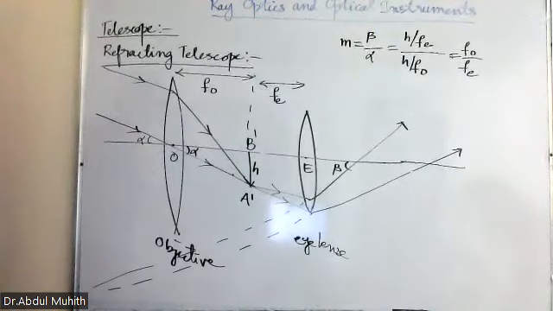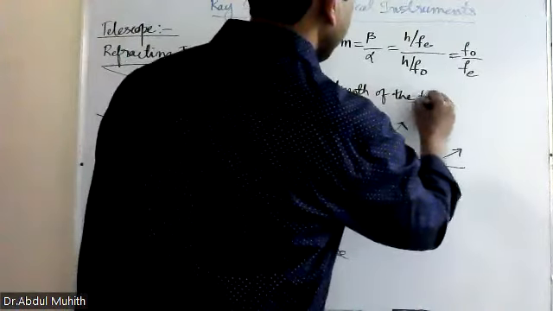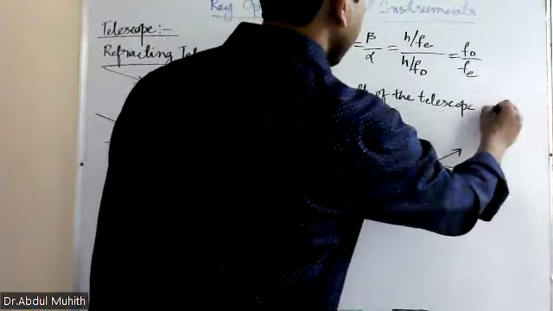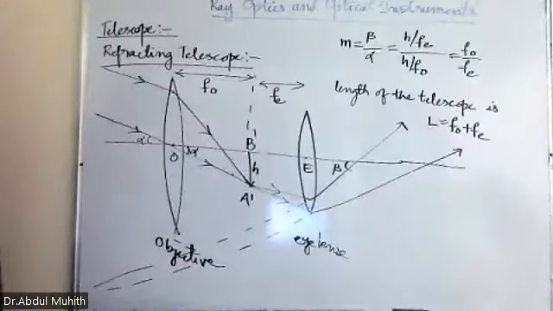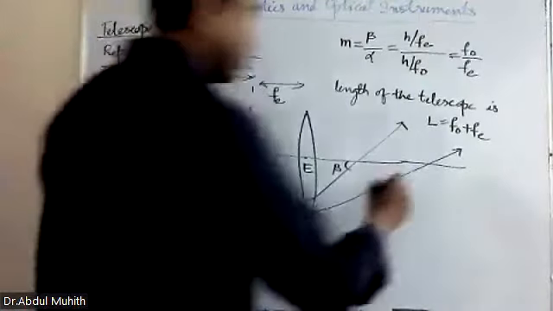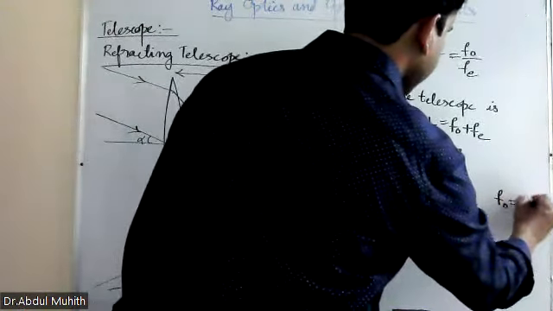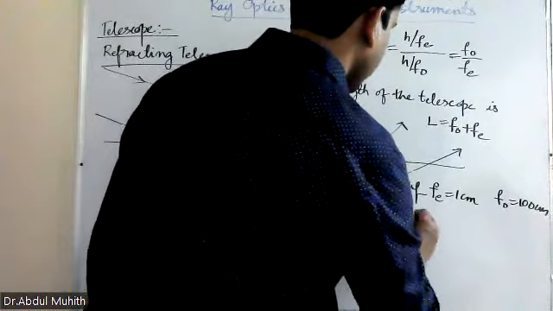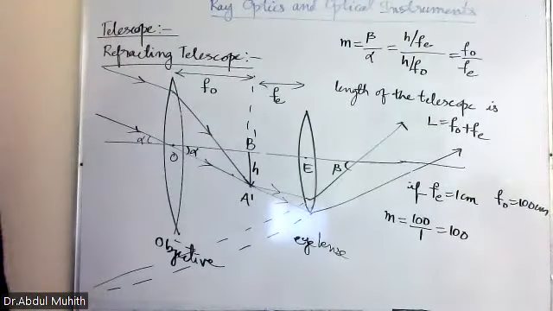So the length of the telescope is L, which is equal to Fo plus Fe. Length of the telescope is Fo plus Fe. And the magnification is what? Suppose Fe is 1 centimeter and Fo is 100 centimeter, then the magnification formula gives 100 upon 1, which is equal to 100. It means the magnification is done 100 times.